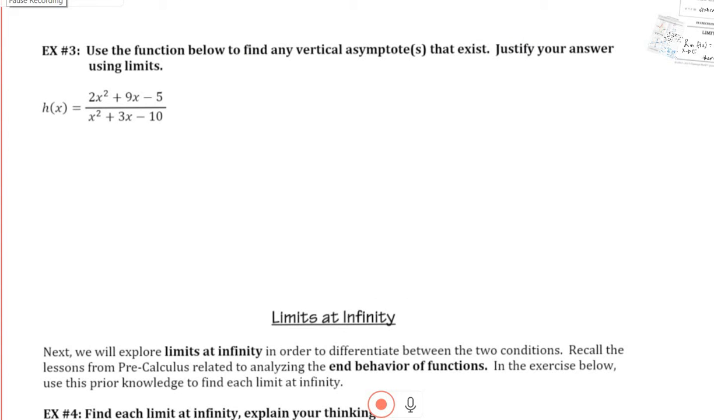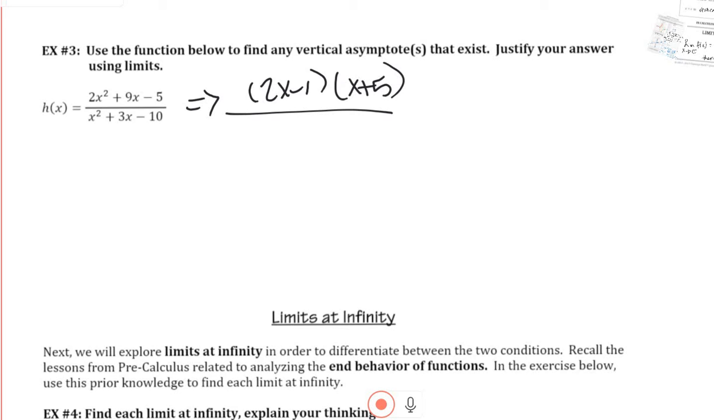This is a way that you might see it worded, and you want to make sure that we use correct mathematical language and correct notation. So the first thing I'm going to do is factor these. Your 2x squared plus 9x minus 5 is going to factor to 2x minus 1 and x plus 5. That denominator is going to factor into x plus 5 and x minus 2. And guys, if you're struggling with factoring these, I suggest you go back and review that video to make sure that we can factor these out solid.